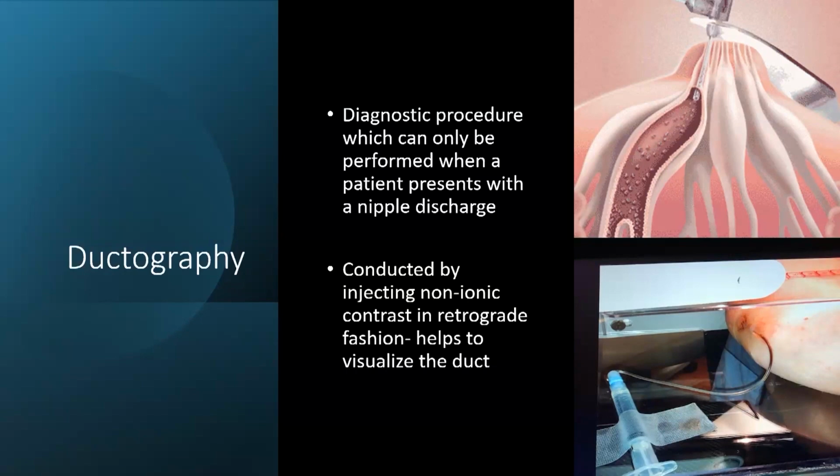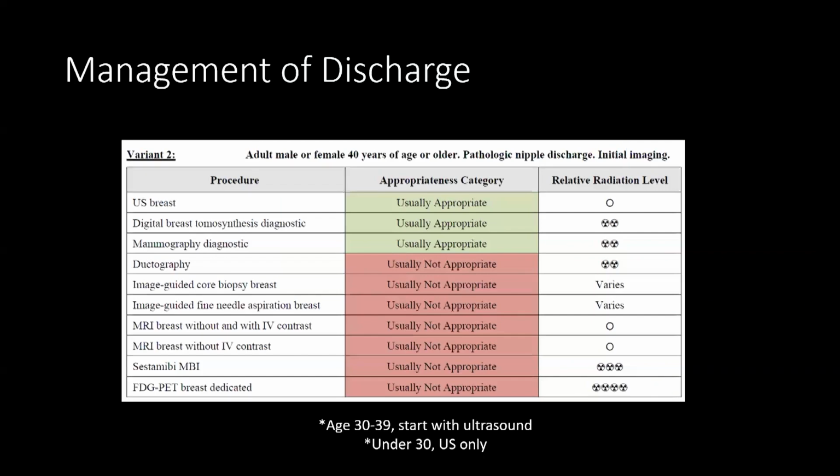Ductography is a procedure that can be done if a patient has nipple discharge at the time they present. You inject non-ionic contrast in a retrograde fashion after you cannulate the duct, and that helps visualize the duct. And then you go ahead and image the area with X-ray.